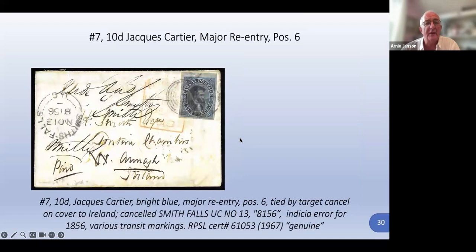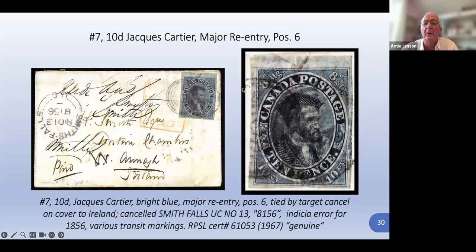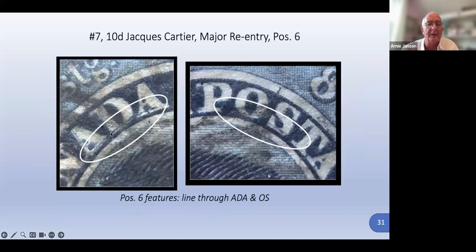If we move on to number 7, the 10-penny Jacques Cartier with a major reentry, bright blue, position 6 on the cover to Europe. And here it's hard to see the reentries in this, but if we look closely, we can see this is the doubling here.